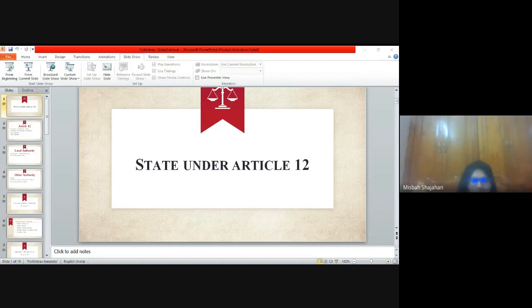So let's look into Article 12 of the Indian Constitution. It defines state and it gives us four categories. The first two are the government and Parliament of India, and the government and legislature of the states. That is kind of obvious. We know that that is the state, even if Article 12 didn't exist. But the ambiguous part of this article comes in the last two points, that is the local authorities and other authorities.